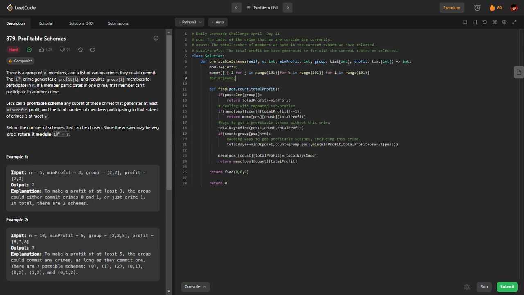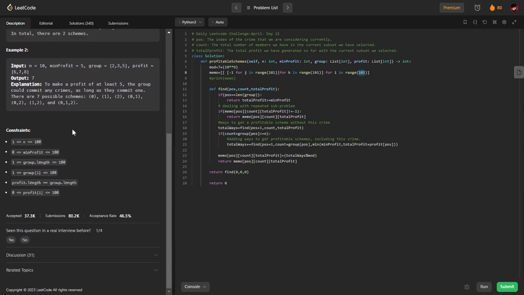So finally, let's come to the answer. We are declaring mod as 10^9 + 7. That is fine. Memo is a three-dimensional array where each dimension will be of size 101. Why? Because we clearly saw here that the dimensions end up at 100. The group array dimension goes till 100, then count, the total number of members, which is n, is again going till 100, and the total profit is again going till 100. That's why I selected this.